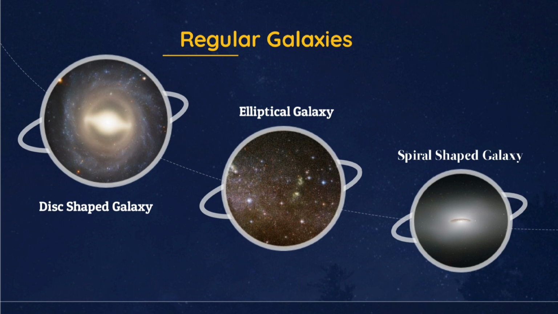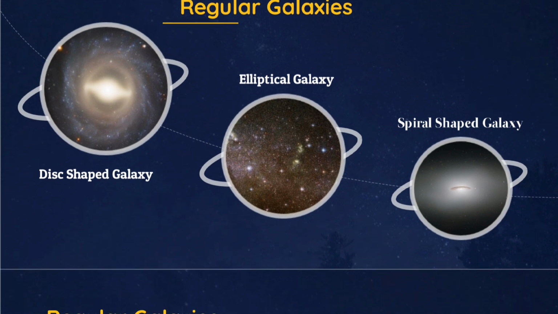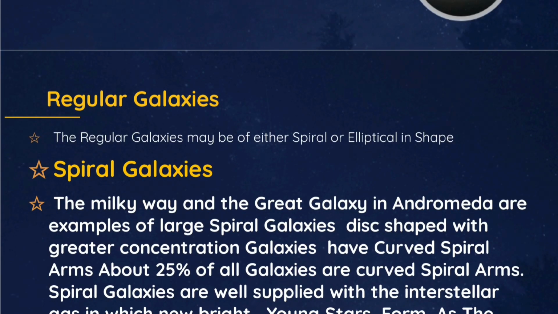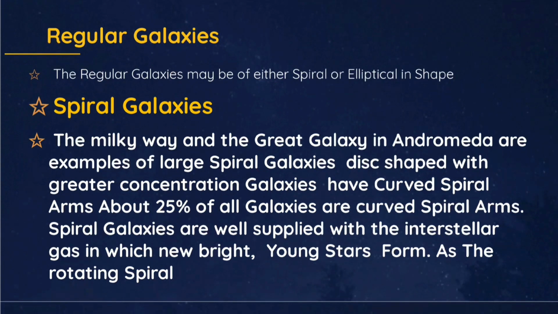The regular galaxies are disc-shaped galaxies, or elliptical galaxies, or spherical-shaped galaxies. So regular galaxies may be either spherical or elliptical in shape. Spiral galaxies: the Milky Way and the Great Galaxy in Andromeda are examples of large spiral galaxies.